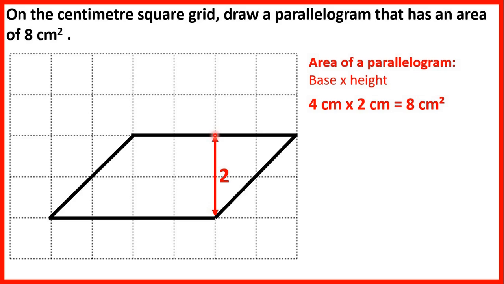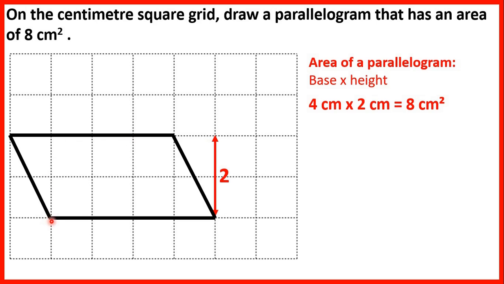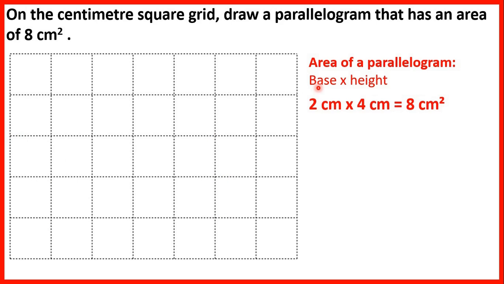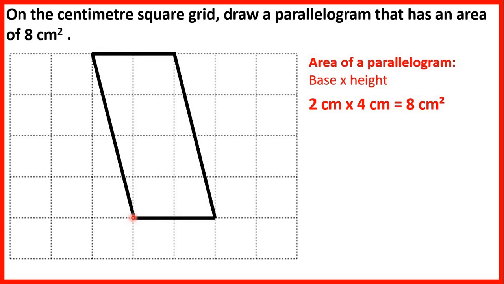Now we don't have to go 1 square across. We could have a parallelogram like this. So from this point we're going up 2 and then 2 squares across, and from this point up 2 and 2 squares across. Or we could go the other way, so we could go up 2 and 1 to the left. Or we could have a base of 2 centimetres and a height of 4. So we could draw a parallelogram like this. The base is 2 centimetres and the height, the distance from bottom to top, is 4 centimetres, and that will give an area of 8 centimetres squared.